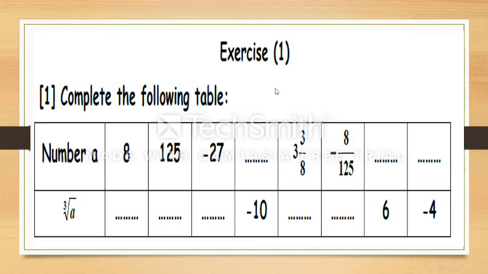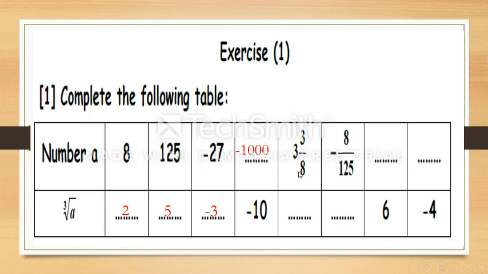Exercise number 1. Complete the following table. Here, the cube root of 8 equals 2, and the cube root of 125 equals 5, and the cube root of minus 27 equals negative 3, and cubing negative 10 equals negative 1000.